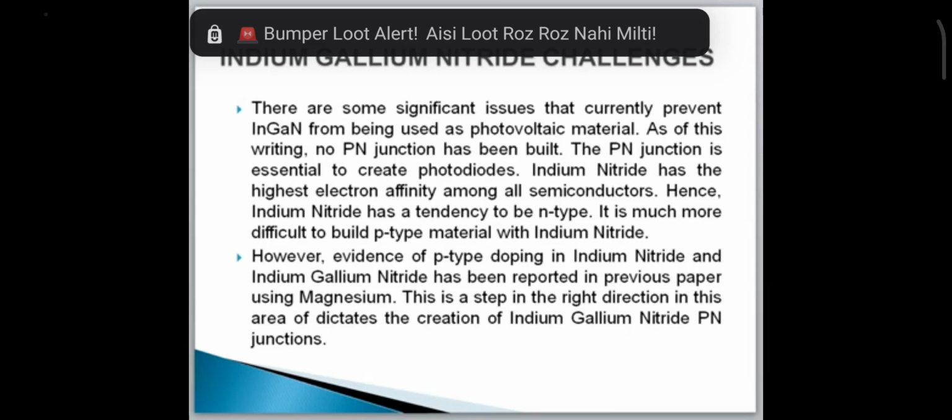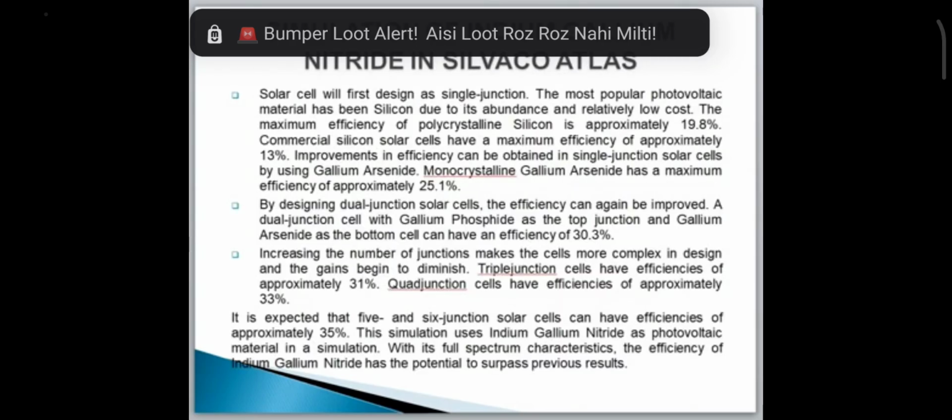However, evidence of p-type doping in indium nitride and indium gallium nitride using magnesium has been reported in a previous paper. This is a step in the right direction and indicates the possible creation of an indium gallium nitride PN junction. Next, we will discuss the simulation of indium gallium nitride in the Silvaco Atlas tool. The solar cell will first be designed as a single junction.